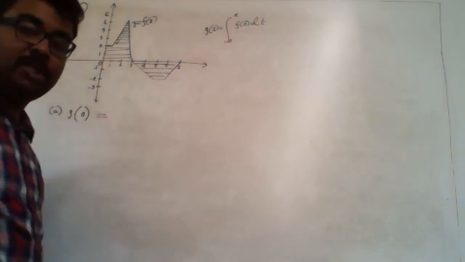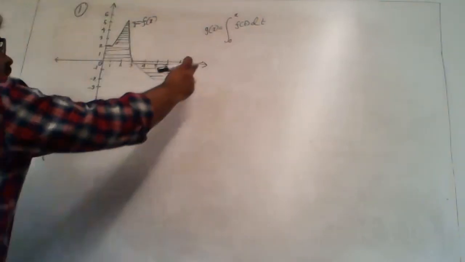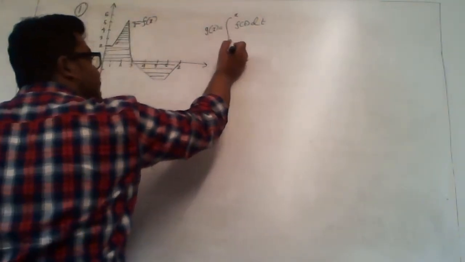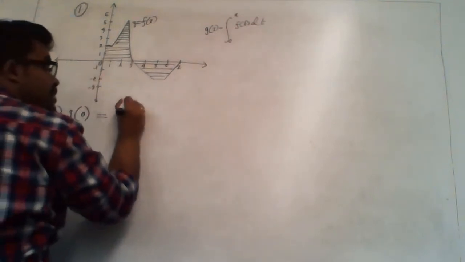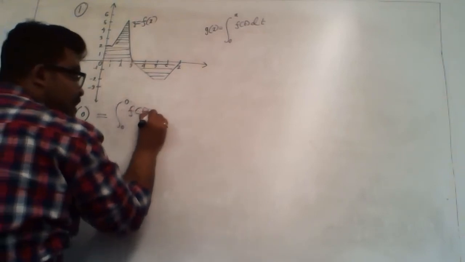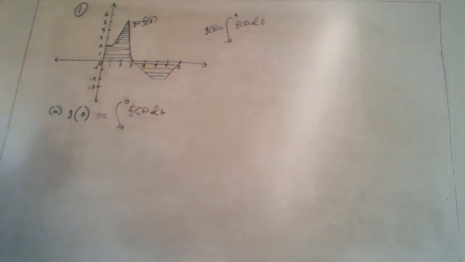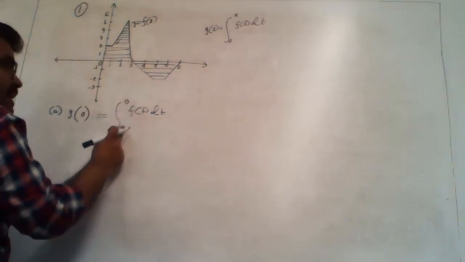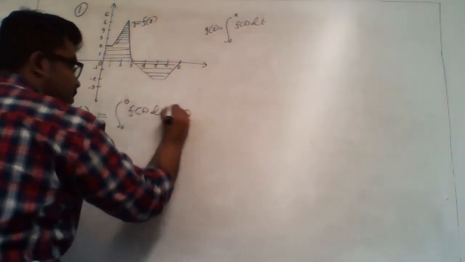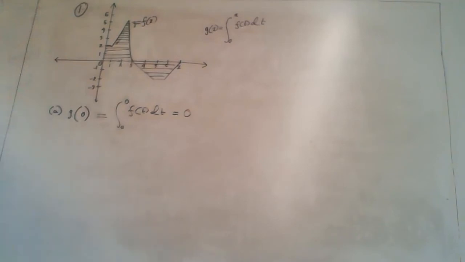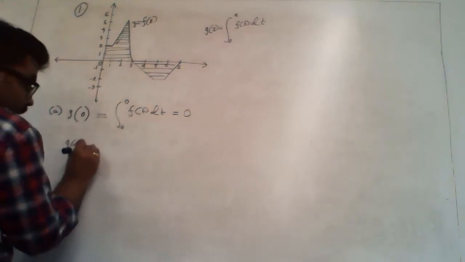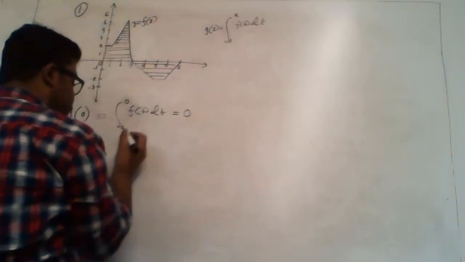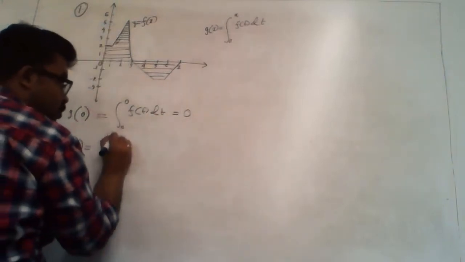So what is g(0)? If g(x) is the integral from 0 to x of f(t) dt, g(0) will be the integral from 0 to 0 of f(t) dt. Now remember, if the two limits in an integral are the same, then the value of this integral will be 0. So this is your g(0). Now let's find g(2). So what is g(2)? Put 2 in place of x, so you get the integral from 0 to 2 of f(t) dt.